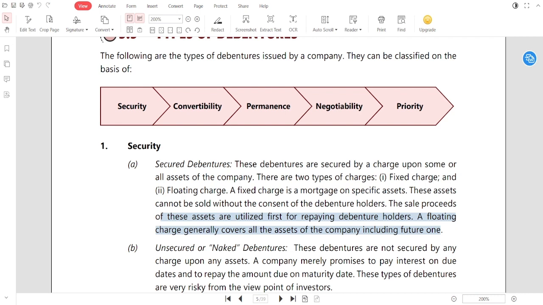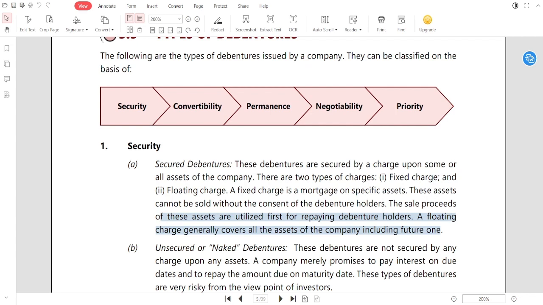So secured debentures are those secured by a charge created on an asset. If the debenture holder has any problem regarding payment, then the asset will be sold, and the amount so realized will be utilized for the payment of the debenture holders. That is very important, and it happens in the case of the fixed charge. So this is the secured debenture concept.